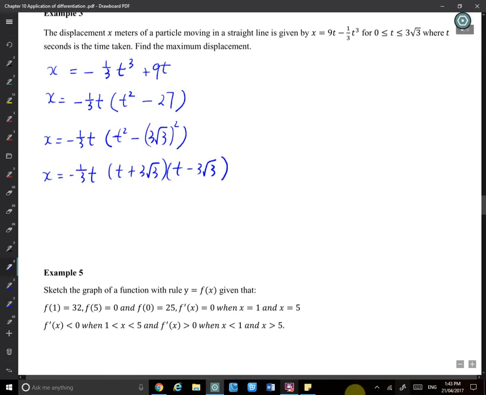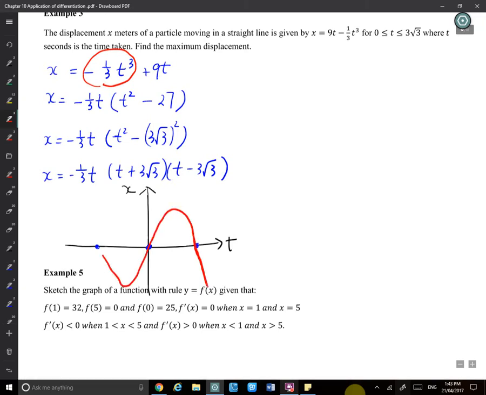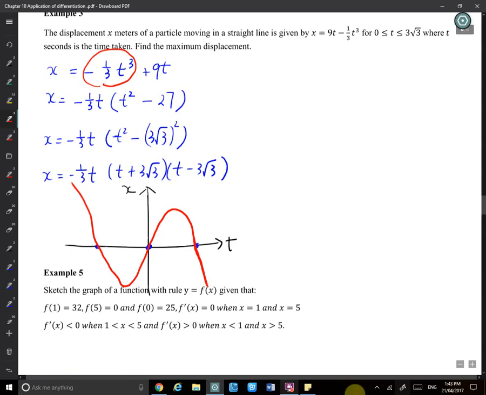So that's a cubic graph. You have t and x. You have positive 3 root 3, negative 3 root 3, and 0. This graph must start from the bottom right, because it's a negative leading term. So it will go through this hole, go down here, and go back here. That's the shape of this graph.